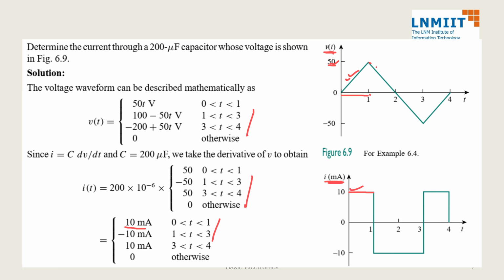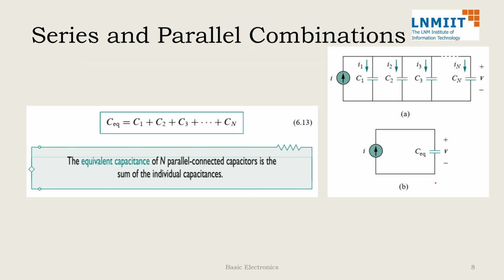And for t equal to 1 to 3, we are going down with the same slope with a minus sign. So the current value will be minus 10. And from 3 to 4, it is plus. So again, we got a constant current.